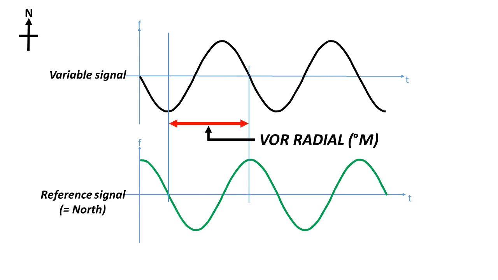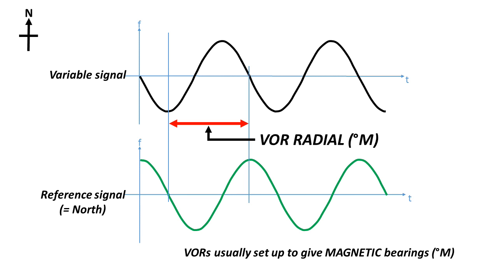This usually, by the way, is expressed as a magnetic bearing with respect to magnetic north, except for a few VORs in polar regions where magnetic compasses are not of much use anyway.